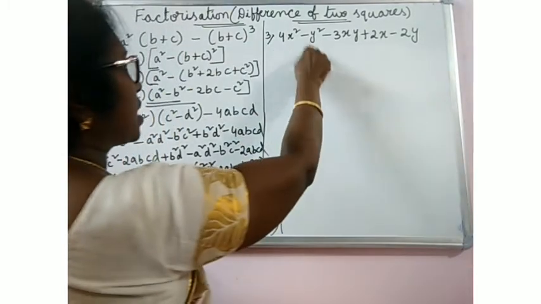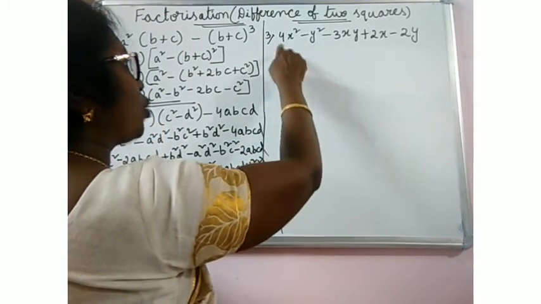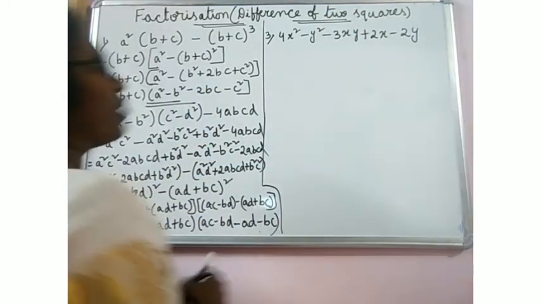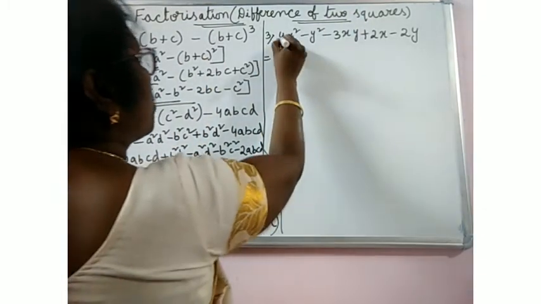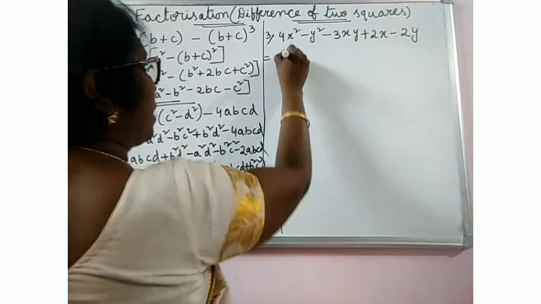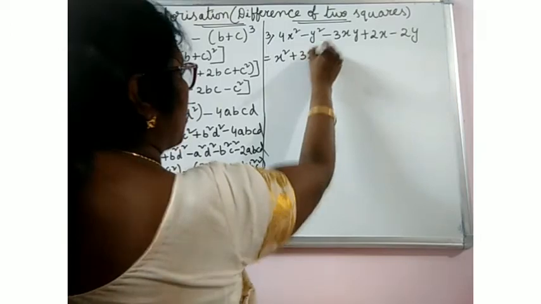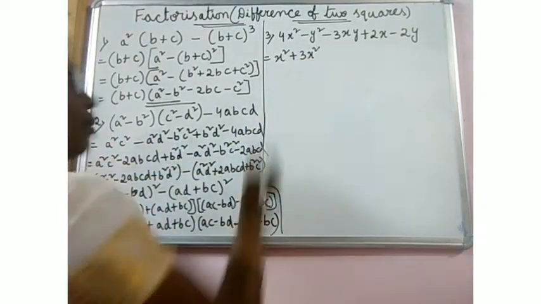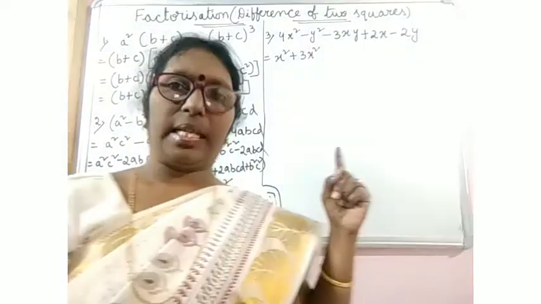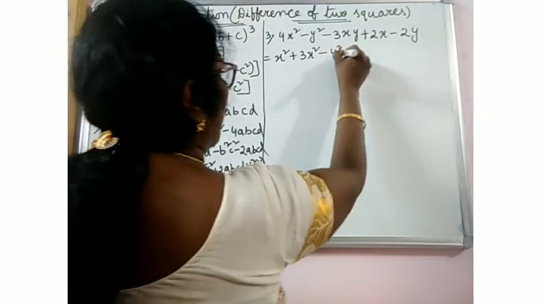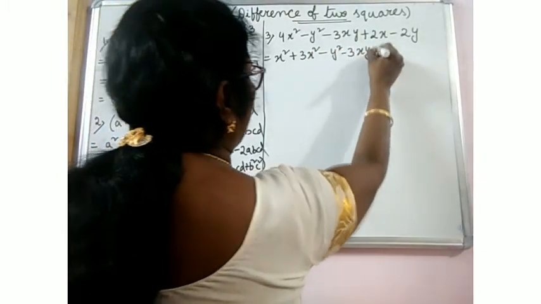But here 4x² − y² you will get (2x + y)(2x − y). Then this one will be left out. So what we have to do is split 4x² as x² + 3x². Any problem? In place of 4x², I have written x² + 3x² − y², remaining all as it is. I am noting down.